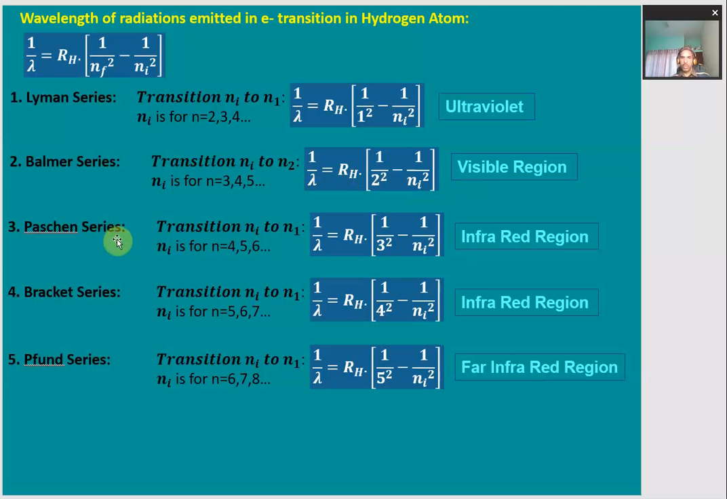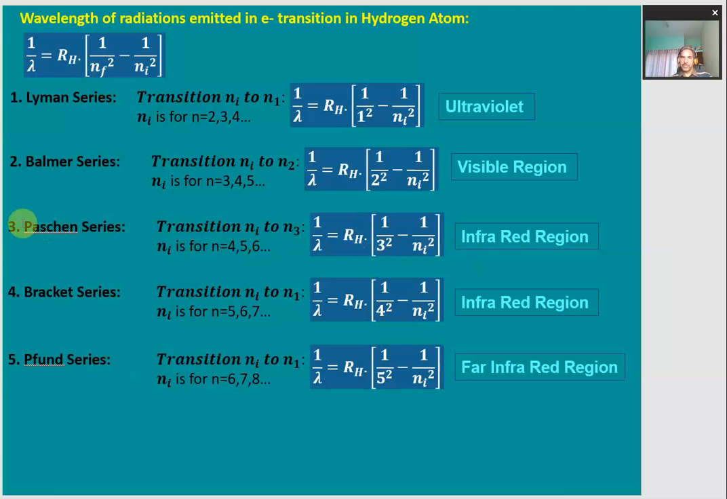Similarly, when transitions are taking place to n is equal to 3, right, from any higher energy orbit for which n is equal to 4, 5, 6 or so, the wavelength can be calculated by putting nf, because transitions are taking place to the final energy level for which n is equal to 3. So it is 3 square here, from any higher energy orbit for which n can be 4, 5, 6 or so. We see that the wavelengths fall in the infrared region, and all these radiations emitted are called the radiations of the Paschen series.